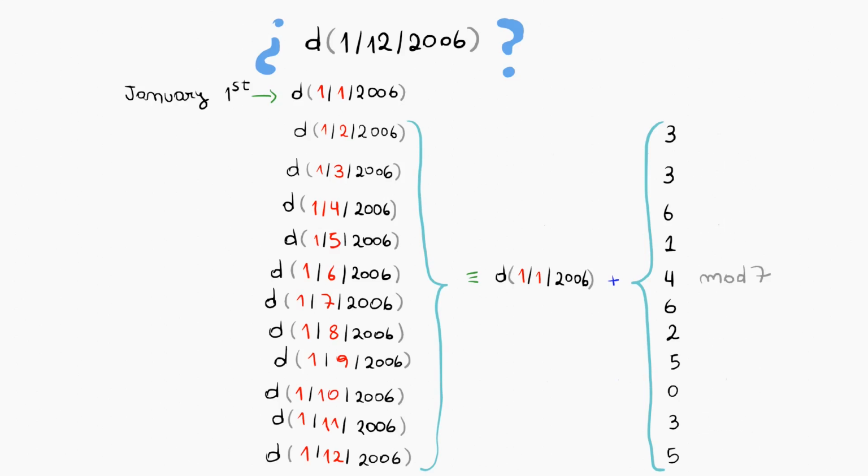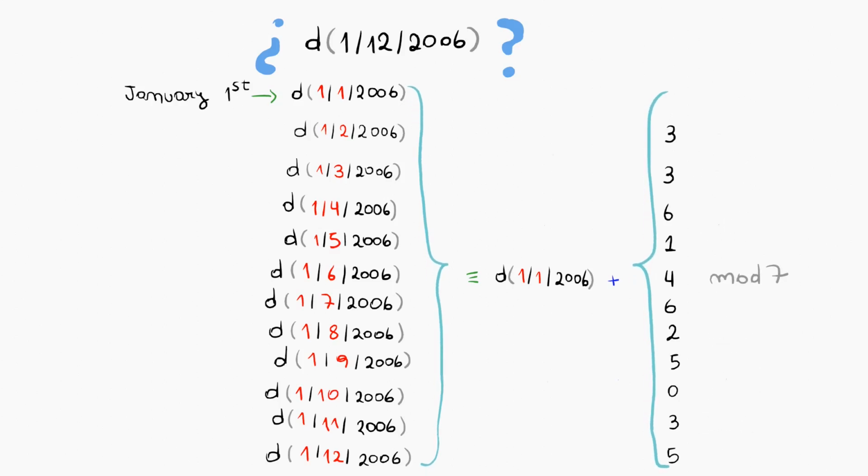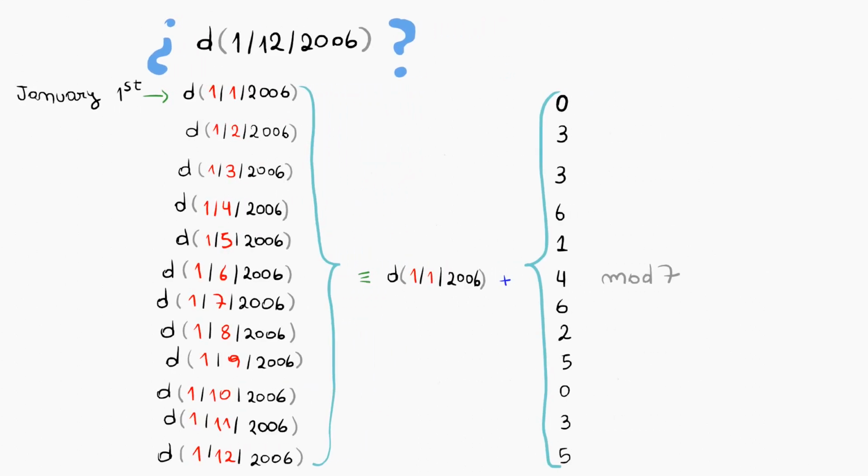Knowing that any number is congruent with itself, we can include January 1st in the list by including a 0 in the number column. Now we can answer what day of the week corresponds to December 1st, 2006. We simply add January 1st, 2006 plus 5, and as usual, all this in modulo 7.